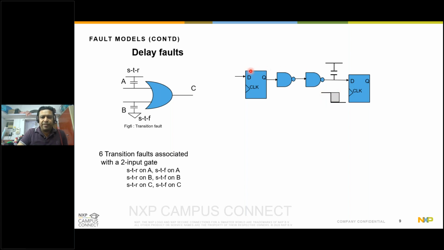So these kinds of defects have a performance impact on your design, because just because of this path, you may not be able to operate your design at the required frequency. So similarly to stuck at faults, for a two input OR gate, you have 6 transition faults, that is slow to rise and slow to fall, associated with each of these nodes.